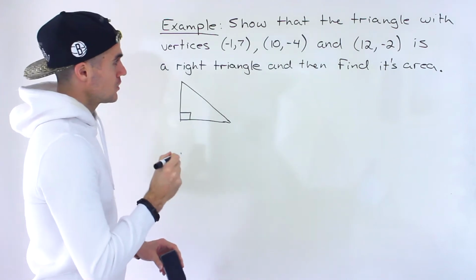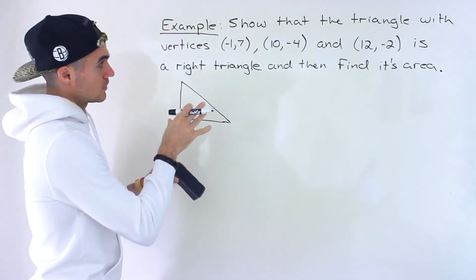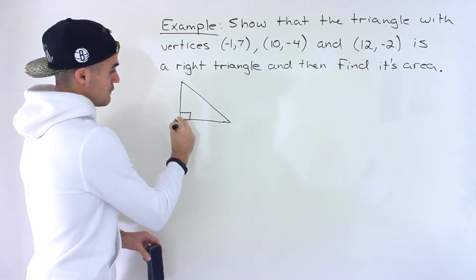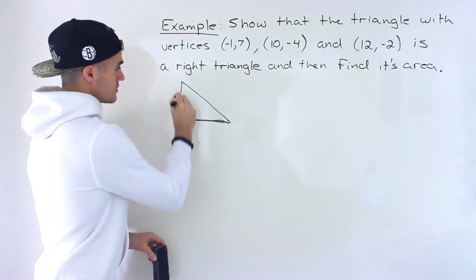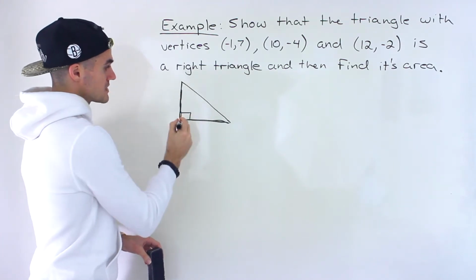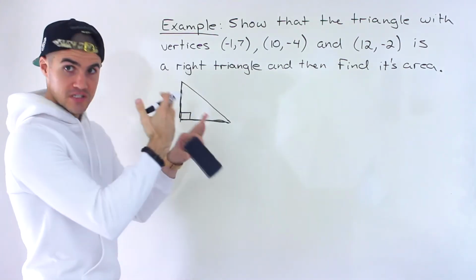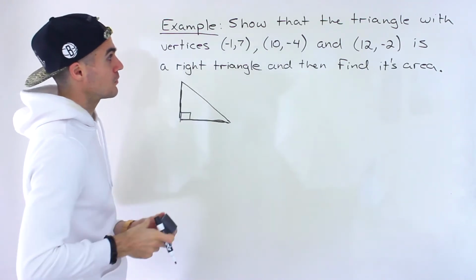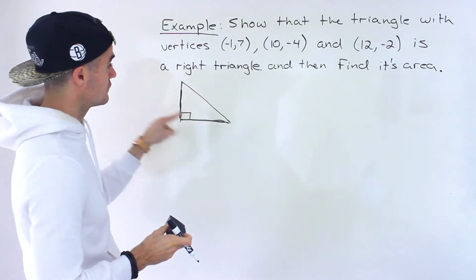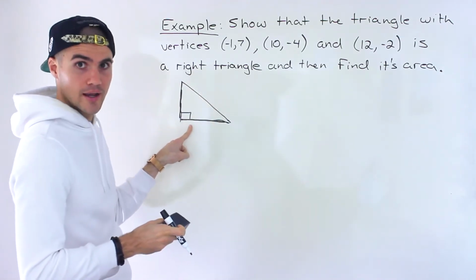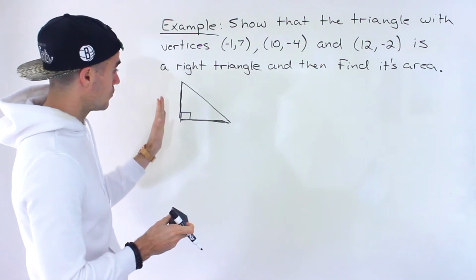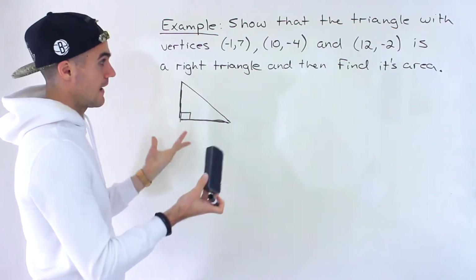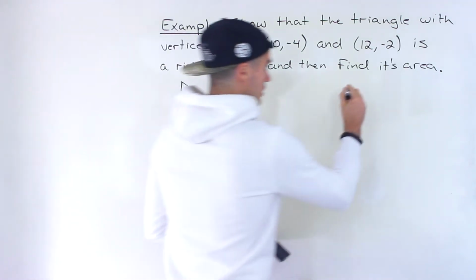And the way that we could show that a triangle, given its vertices, is a right angle triangle is if two of the sides have slopes that are perpendicular to each other, which means they are negative reciprocals of each other. So that's what we're going to have to do. We're going to have to find the slope of each of these sides, and then if two of them are negative reciprocals, then we know that the angle between those lines is going to be 90 degrees, and that would make it a right triangle. So let's draw a quick diagram of what's going on here.